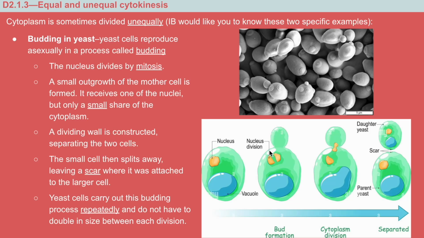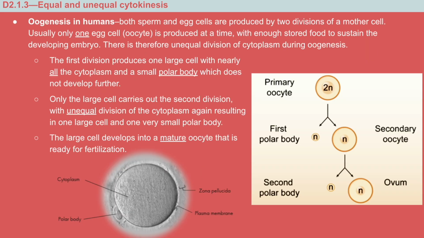Yeast cells reproduce by first dividing their nucleus. One copy of the nucleus goes into this new bud that's forming, and a dividing wall is constructed, and this daughter yeast can split off and it leaves a scar. But this allows this process to occur repeatedly. Cells don't have to double in size between each division, and here you can see a micrograph of budding yeast. A second example is oogenesis in humans, which is egg production.